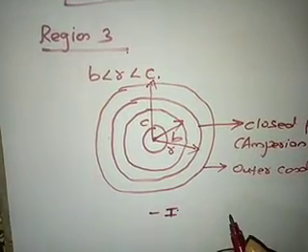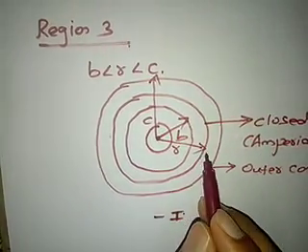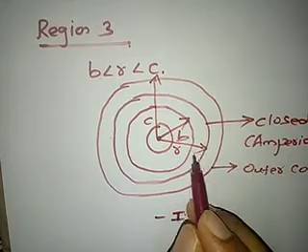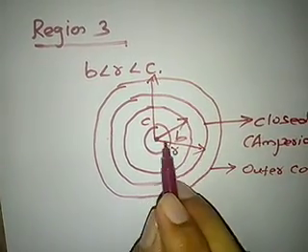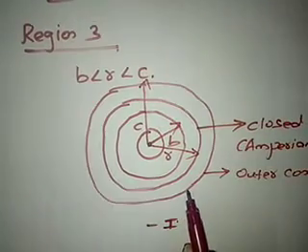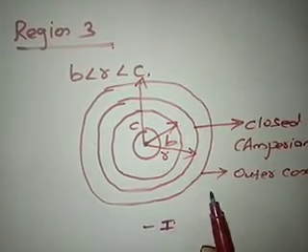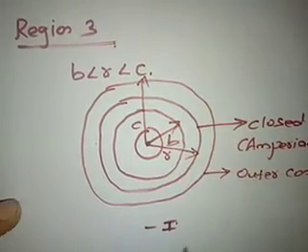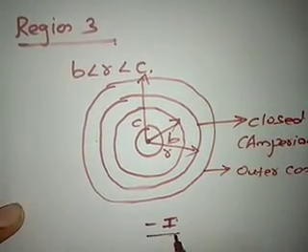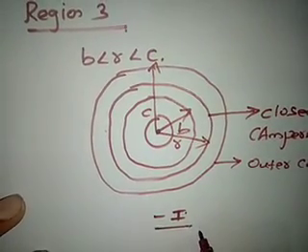So this is the radius R, which is greater than B but less than C of the outer conductor. So it encloses only part of the current which is flowing in the outer conductor. That is my part of current minus I.